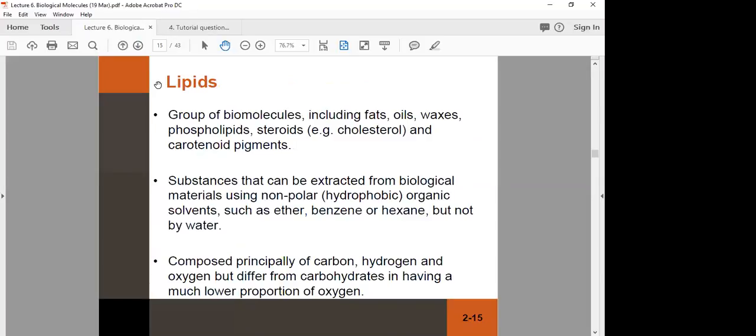All right, moving on to our next major group of biological macromolecules, the lipids. Lipids are a group of molecules which includes fats, oils, waxes, phospholipids, steroids, and various pigments. A lipid can be defined as a substance that can be extracted from biological materials using non-polar organic solvents such as ether, benzene, or hexane, but lipids can't be extracted by water. All right, don't worry too much about these terms.